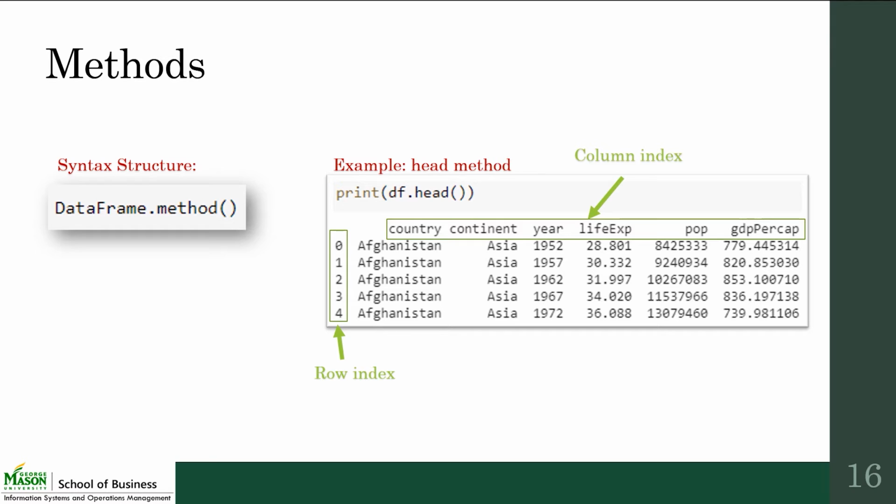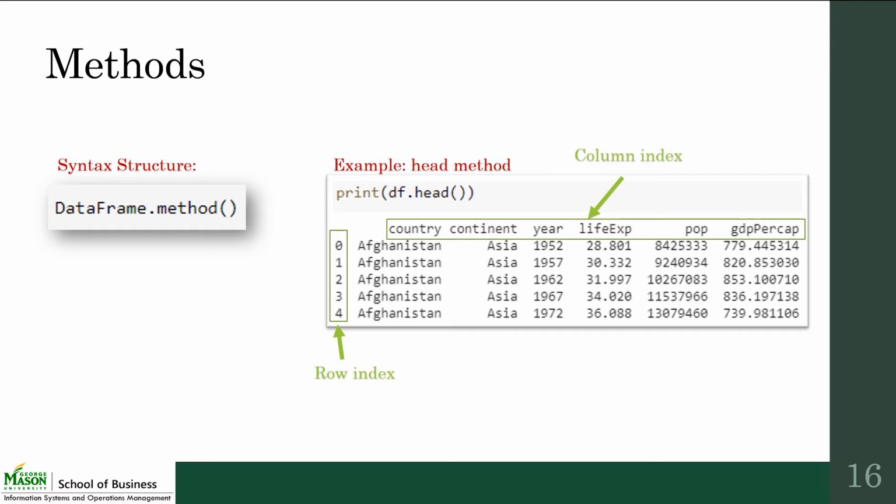Data frames have 2 sets of indexes. The first set has to deal with the rows and the second set has to deal with the columns. So you can see that the rows are indexed starting at position 0 and then it goes in that sequence. Whereas the columns are labels. So you'll notice we have country, continent, year, life expectancy, population, GDP. These are all considered to be column index labels.